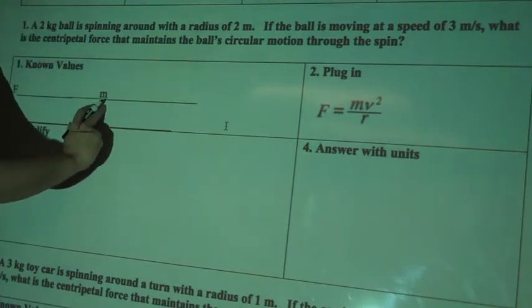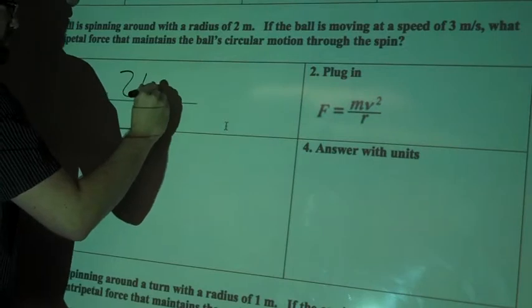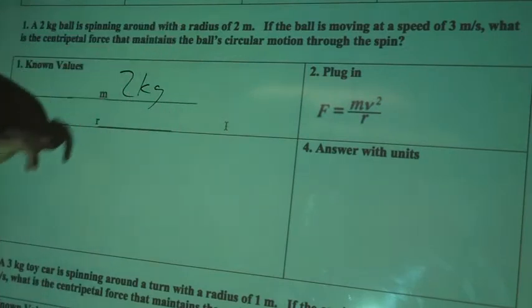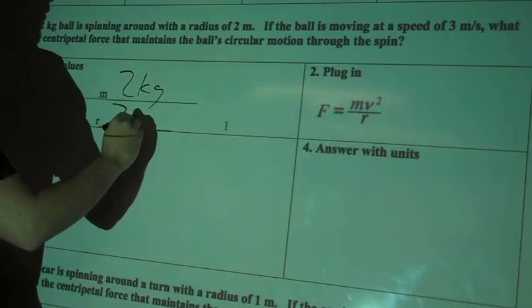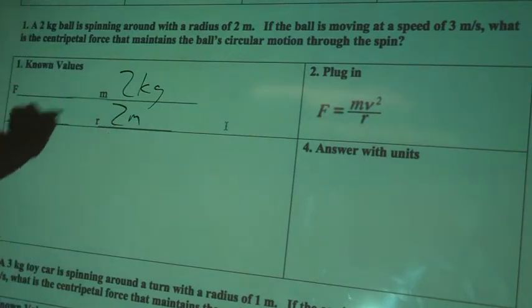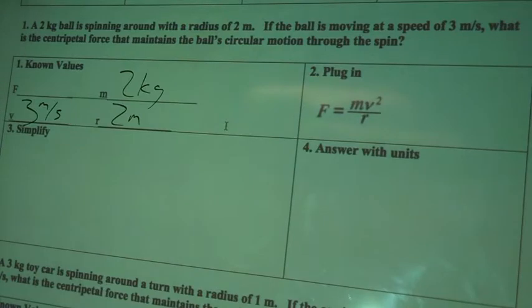What we do know is the mass, so it's a 2-kilogram ball, so I'm going to write 2 kilograms for mass. I know that it has a radius of 2 meters, so that's 2 meters. The ball is moving at a speed of 3 meters per second, so they just gave us this really easy. 3 meters per second. Cool.